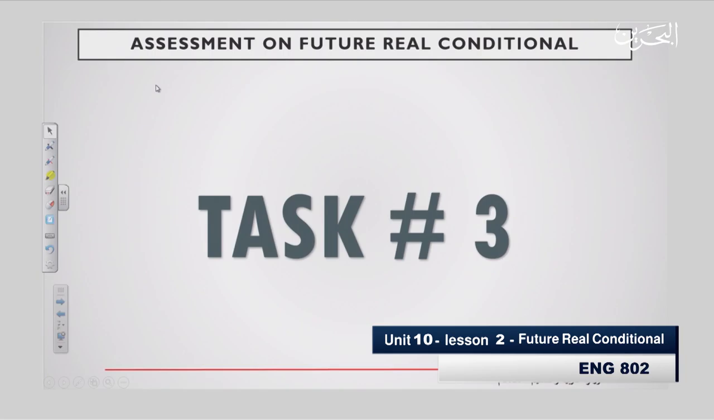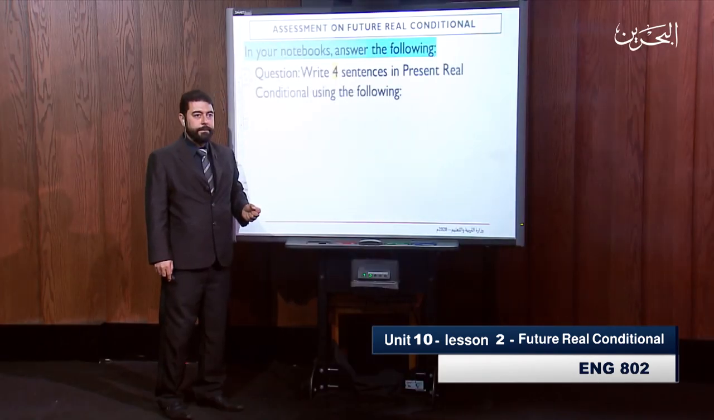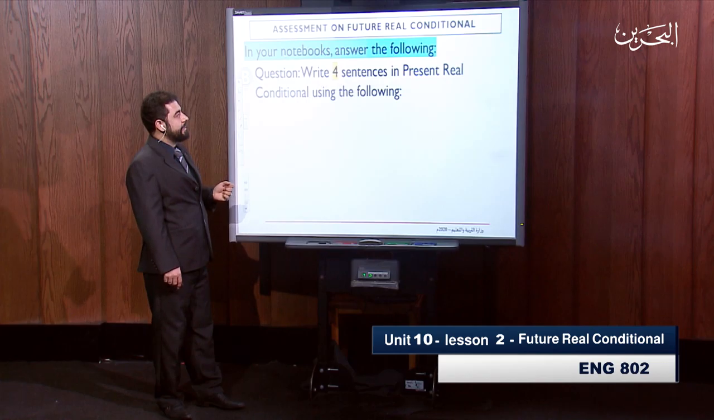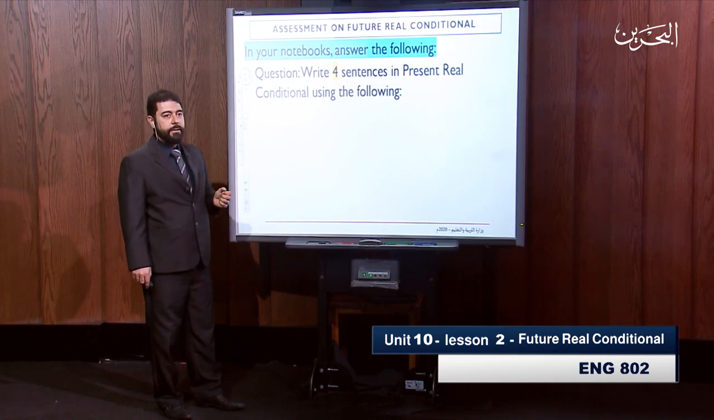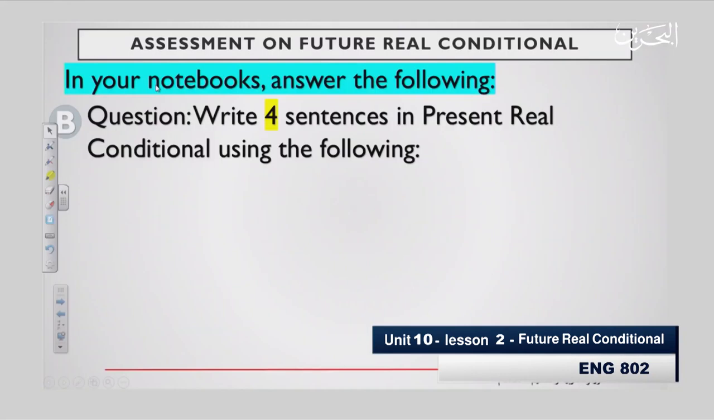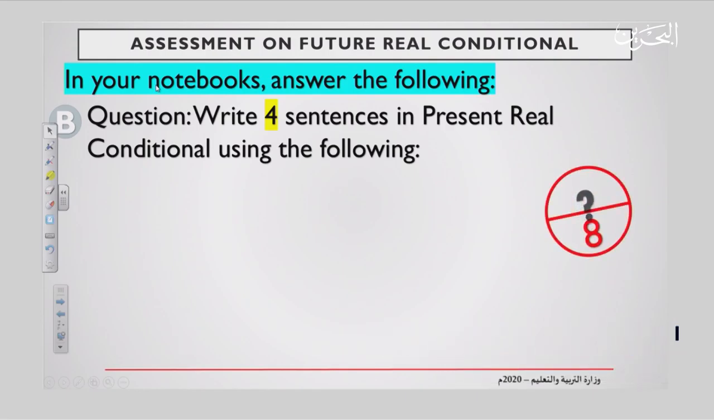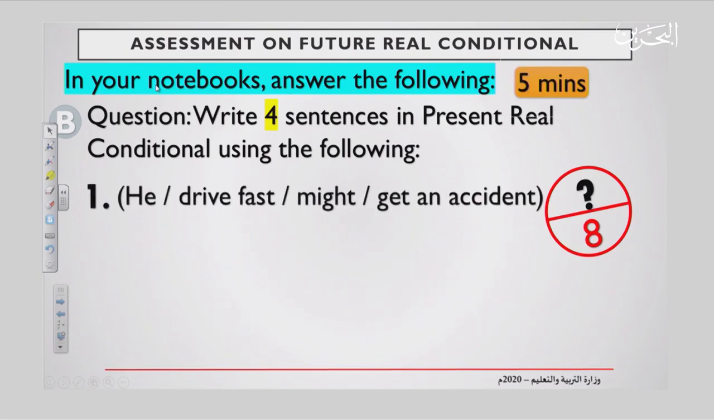Now we have assessment task number three. In your notebooks, answer the following question. Write 4 sentences in a future real conditional using the following. You have a mark of 8 and you have 5 minutes. The first one: he, drive fast, might get an accident. You have to use all of these words to make up the future real conditional.